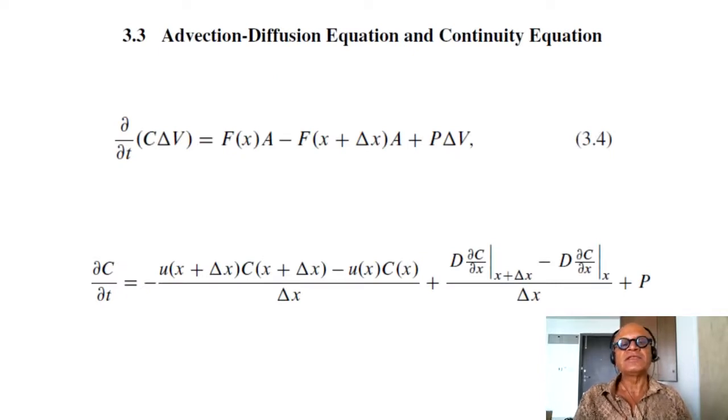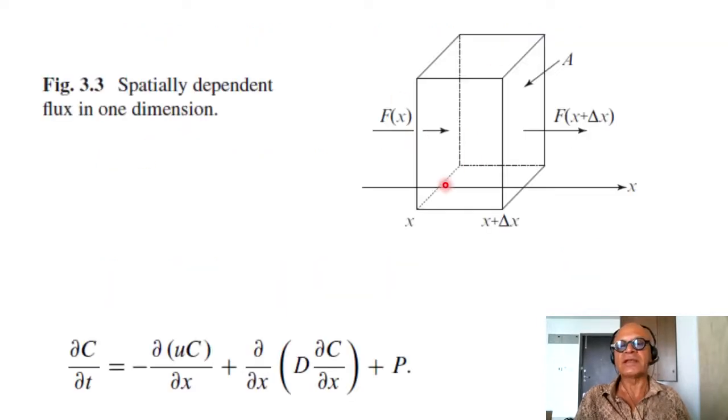So let's now move to the advection diffusion equation and continuity equation. Now let's move to a volume delta V, which we will look at here. So we have delta x, delta y, and delta z. This is typically how most of the textbooks start the derivation, whereas Tom is starting with one-dimensional stuff.